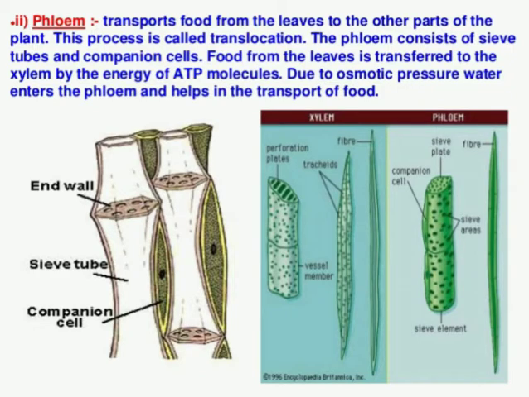Phloem transports food from leaves to the other parts of the plant. This process is called translocation. The phloem consists of sieve tubes and companion cells. Food from the leaves is transferred to the xylem by the energy of ATP molecules. Due to osmotic pressure, water enters the phloem and helps in the transport of food.